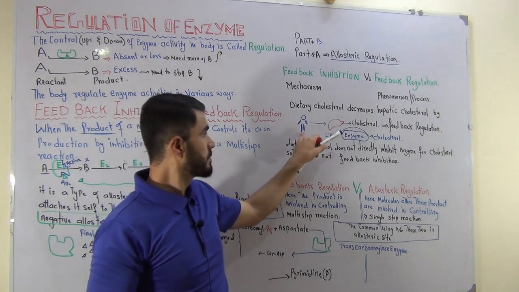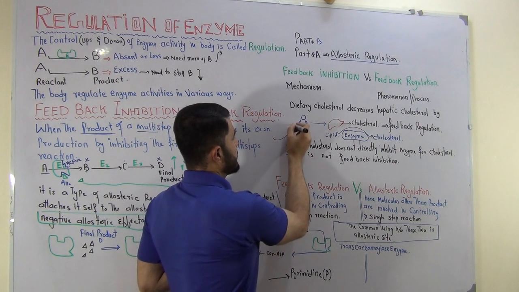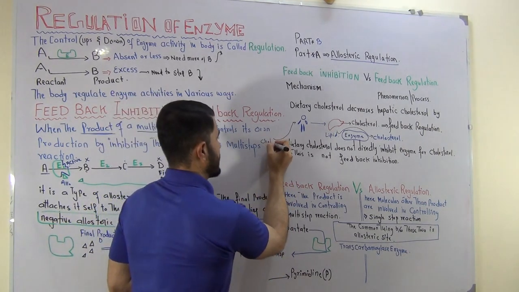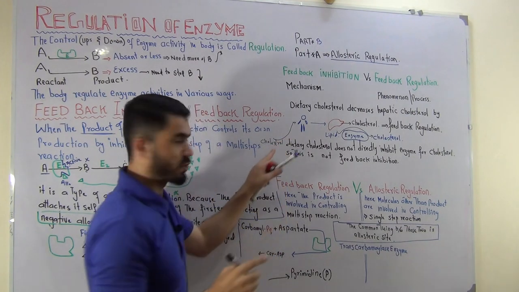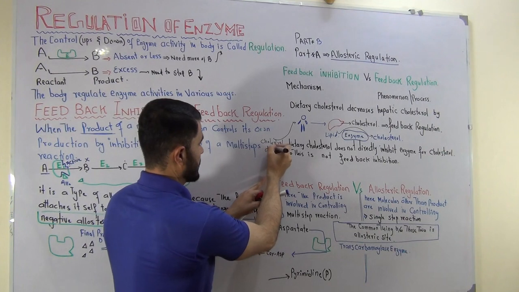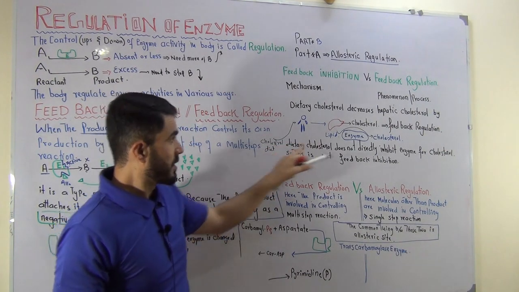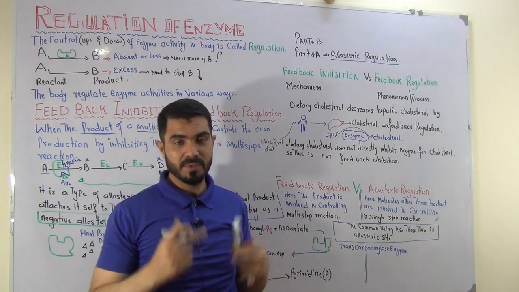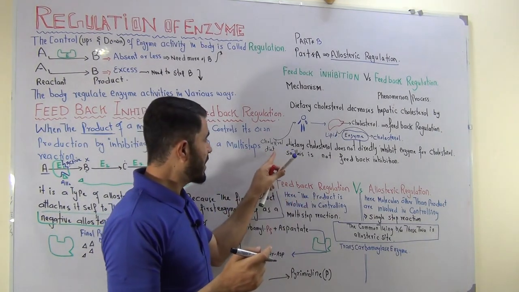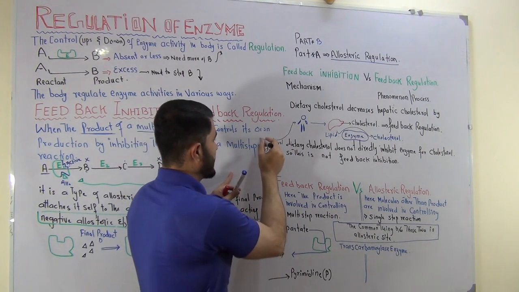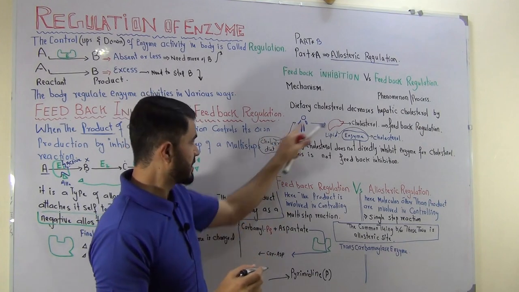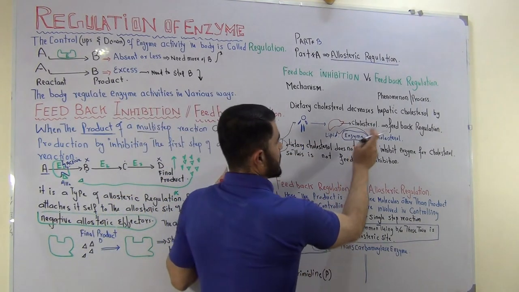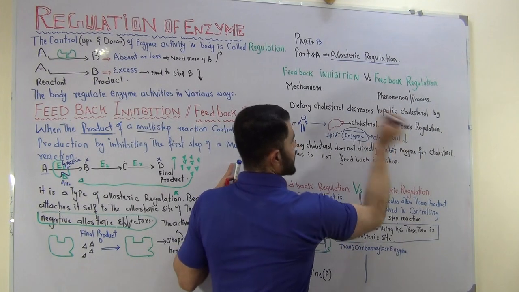When this person starts taking cholesterol from the diet, let's suppose this person is taking cholesterol from the diet, this is not the cholesterol that is produced in his body, but ready-made cholesterol which is not synthesized inside his or her body. What will happen is that once this dietary cholesterol enters the body, as a result, the hepatic cholesterol level will decrease.